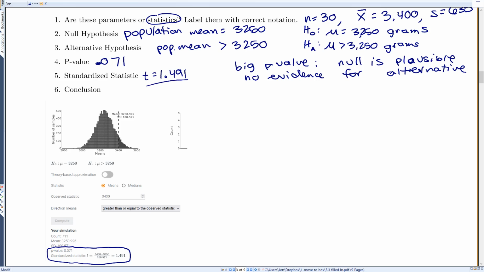Okay, same thing for the standardized statistic. So t equals 1.491 is less than 2. That's the cutoff for standardized statistics. So the null is plausible. And so either way you look at it, I think we could tell our boss something like, let me type.